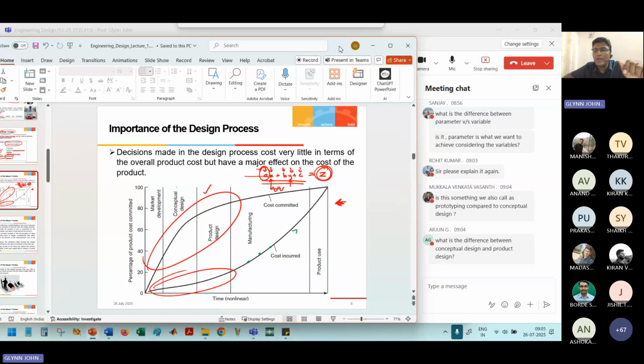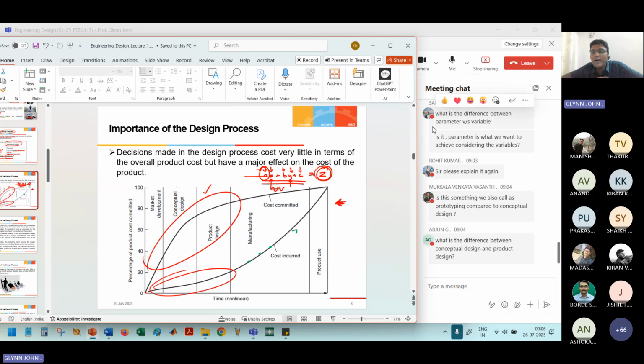See, prototyping. I'll go through the design process, then you'll understand the difference between conceptual design, detailed design and so on. This is just to give you an idea of how much cost we are incurring at the design phase. But prototyping comes after the initial design process is over. Prototyping is building a model before going in for manufacturing. I'll explain the process, we'll discuss that.